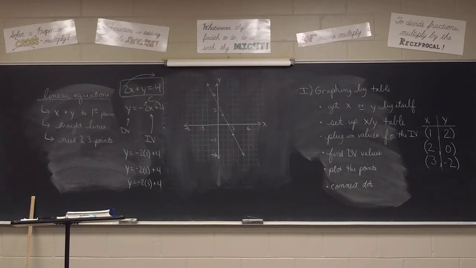All right, now the first point was 1, 2. So this is over 1, this is up 2. So 1, 2, 2, 0, 3, negative 2. You didn't notice they didn't all make a straight line? It's something like that. That's what we should have done right there.